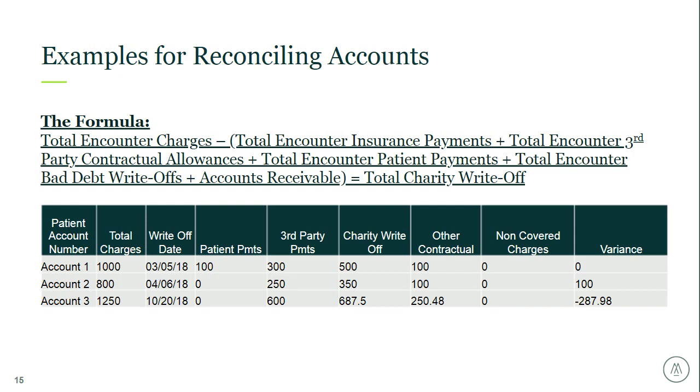Just a reminder that charity care and bad debt write-offs should only be identified by the year they were written off and for the amount claimed on Worksheet S-10.